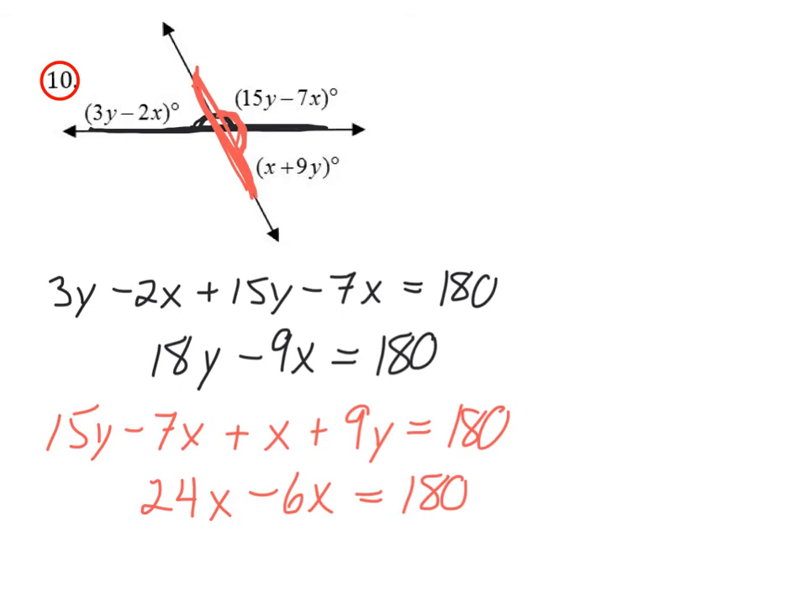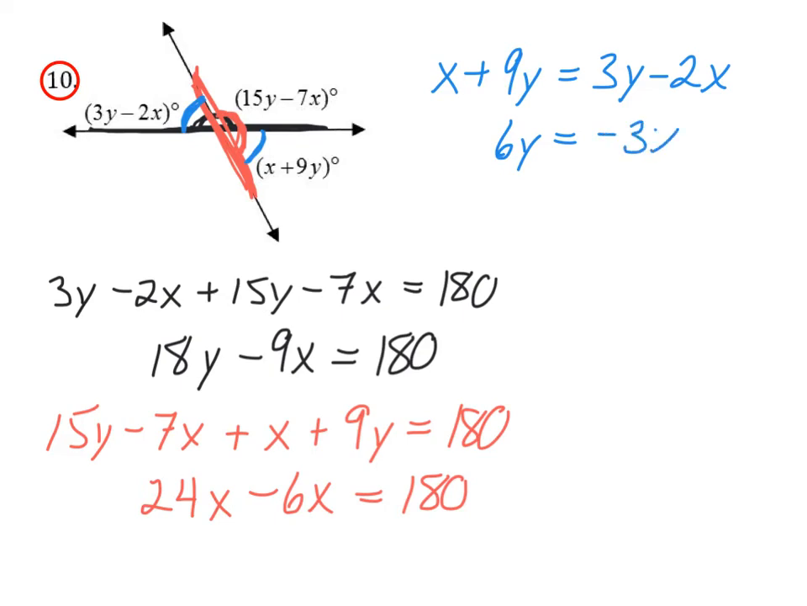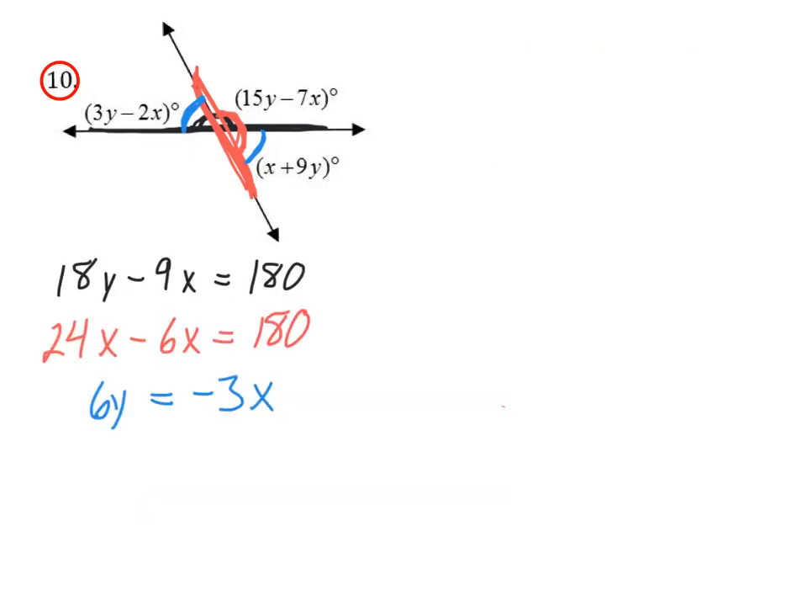And I can come up with one more equation because I do have some vertical angles here since I have two lines that intersect. These two angles, the bottom right, that x plus 9y, is going to be equal to the top left, that 3y minus 2x. In this case, we can clean this equation up, get all our y's on one side and all our x's on the other side. Now let's clean this up a little bit. So what I'm dealing with is a system of equations. I have two variables and, well, in this case, three equations, but I really only need two of these equations.